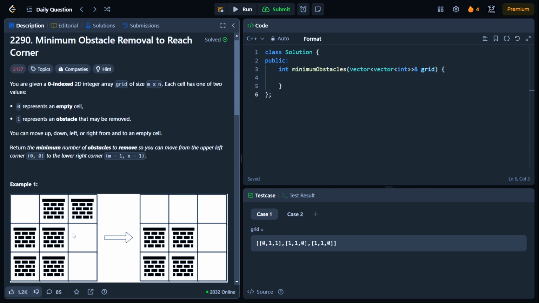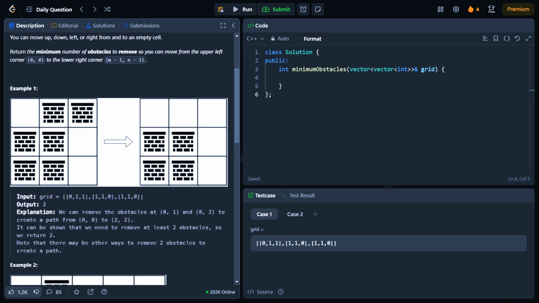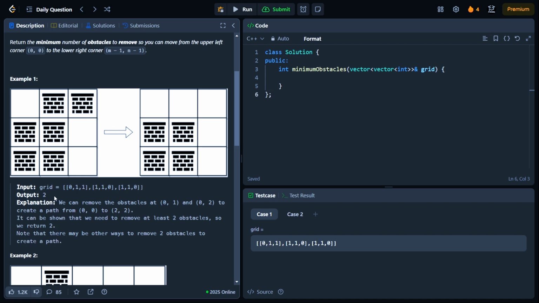And we're asked to find the minimum number of obstacles to remove so that we can reach from the top left corner to the bottom right corner. So basically from the corner 0, 0 to the lower right corner m-1, n-1. In this example, they remove these two obstacles to reach the bottom right corner. After you remove these two obstacles, this is the state of the grid, and you can follow this path to reach the lower right corner here.